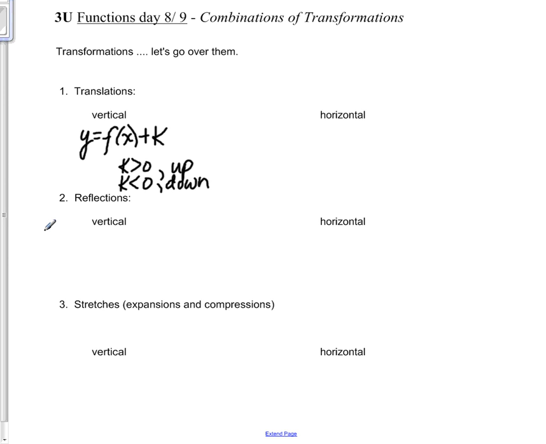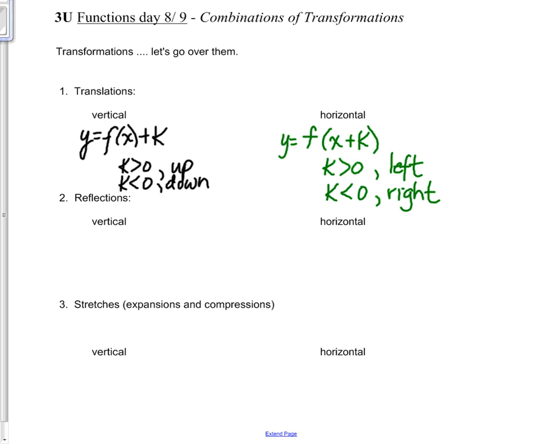For horizontal, if we have a function and we have added or subtracted something inside the function, then we have moved our function left or right. If we have f of x plus a number, it's backwards to what you would think: your movement is left. If it's x minus something, or x plus a negative number, your movement is right, backwards to what you might think. Our horizontal is interesting.